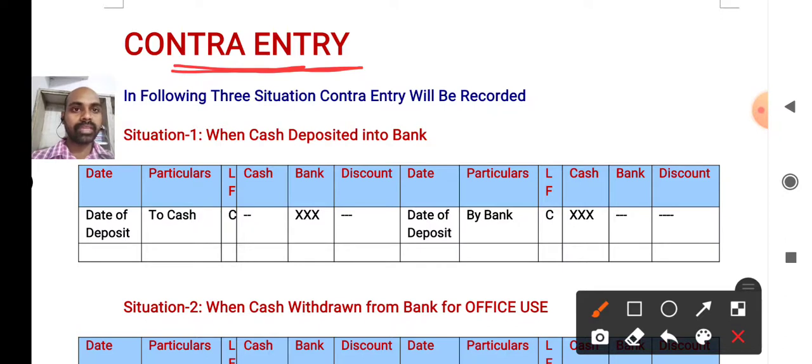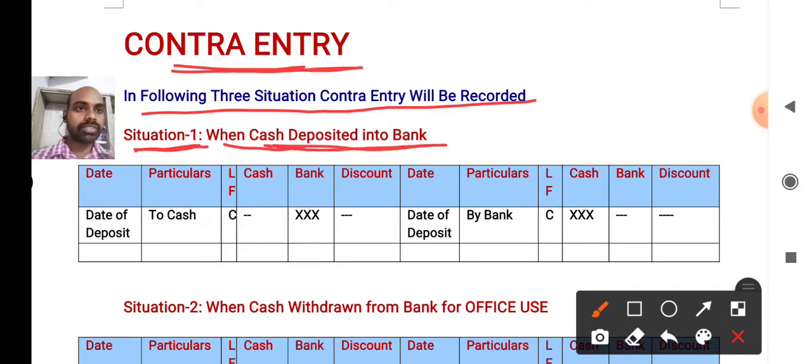Here our main intention is the treatment, how we record that transaction in the books. Generally there will be contra entry in the following three situations. Situation 1: when cash is deposited into the bank, you are depositing cash into the bank. Here I made a posting related to this.